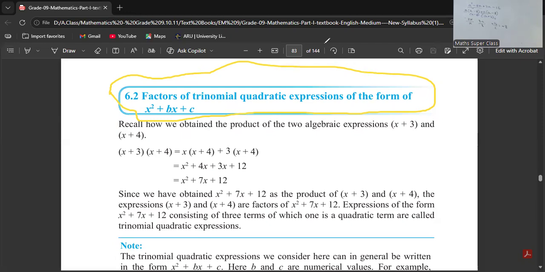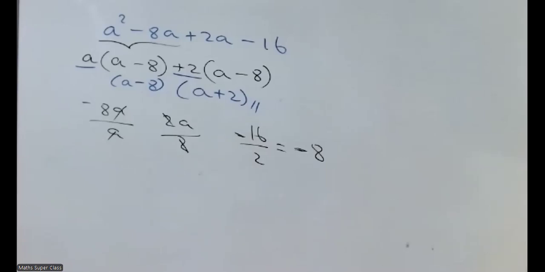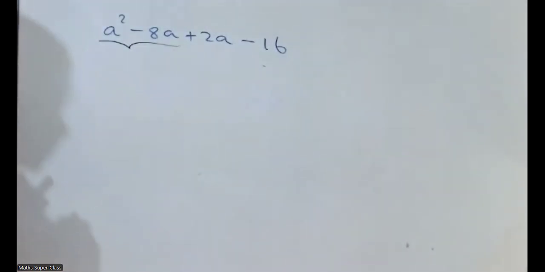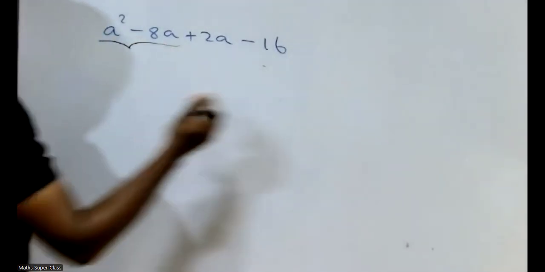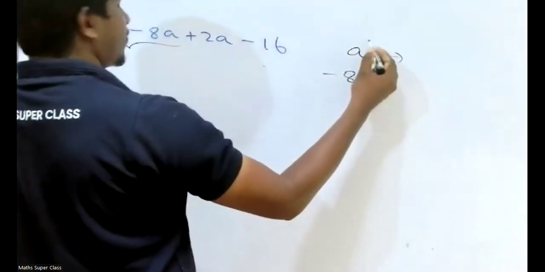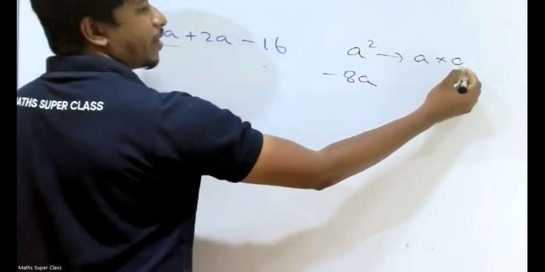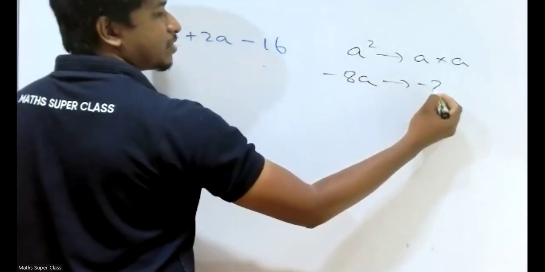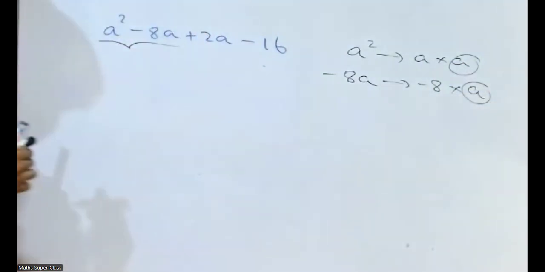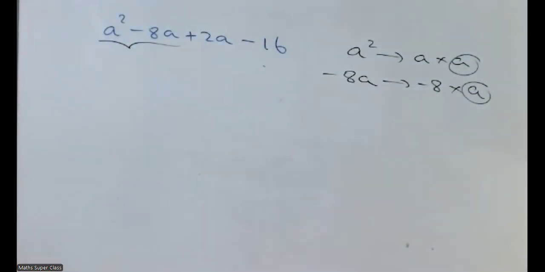Yes, sorry, give me 1 minute, okay? I'll explain that one again, Yenuli. Here, a squared minus 8a. A squared means only a into a. Minus 8a means minus 8 into a. So this is the common factor here.